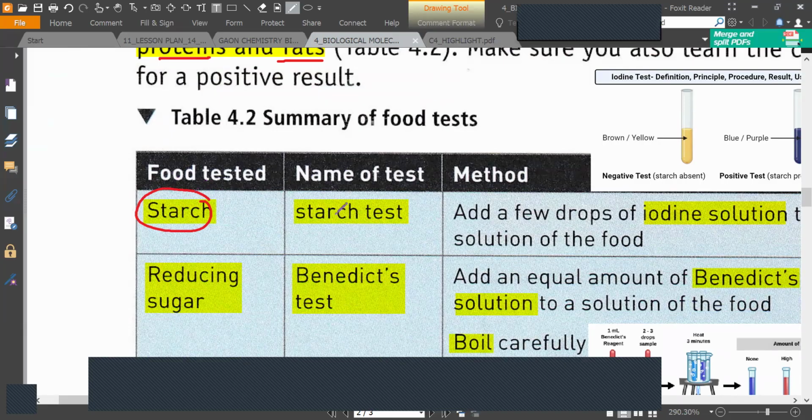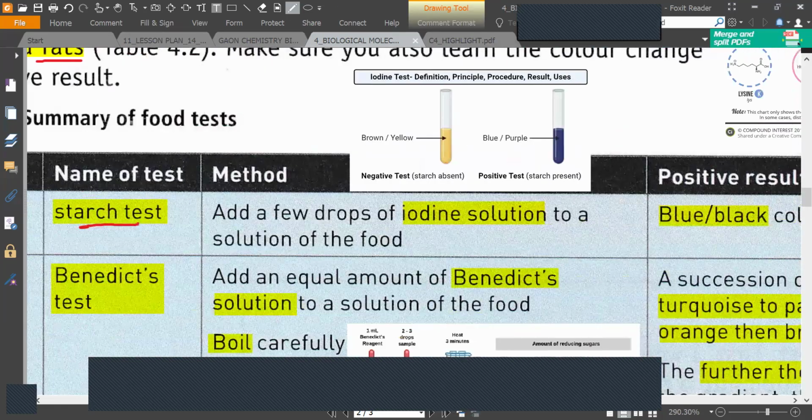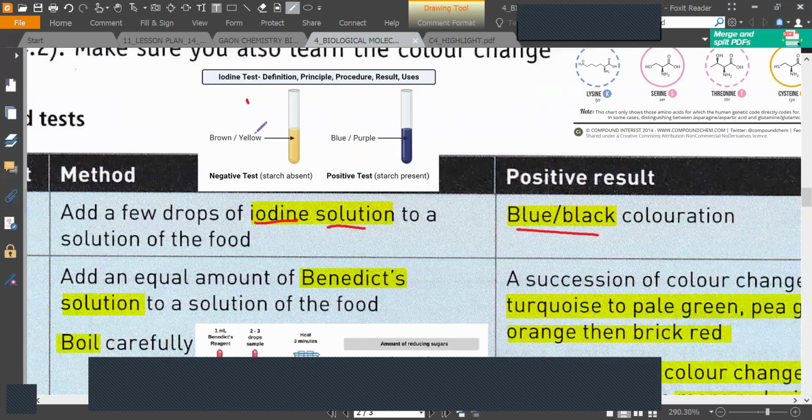Okay. Starch test. So what do we do? We will take our sample, and then we will drop iodine solution. If we have a positive result, it will turn to blue black.